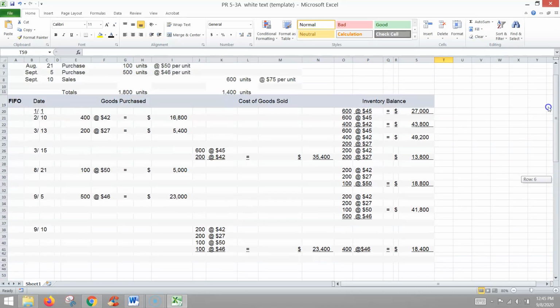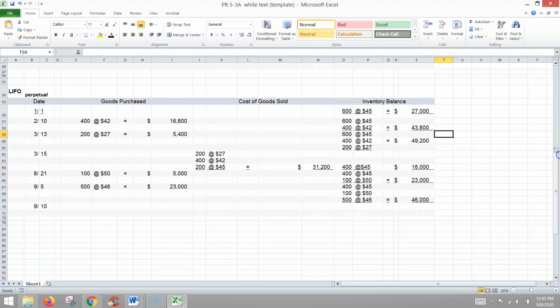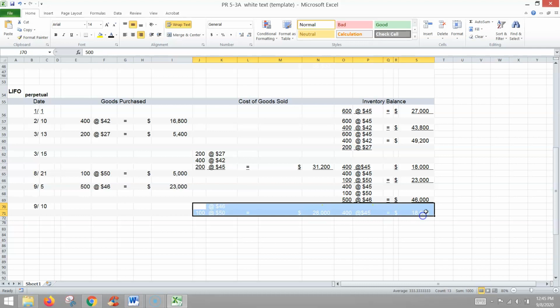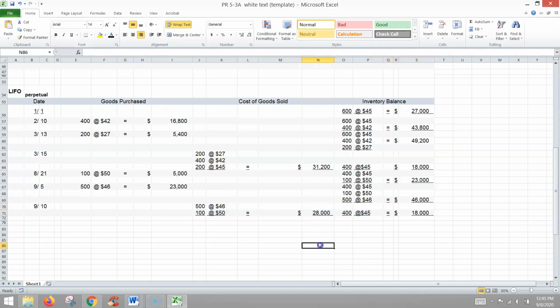Then on September 10th, we're going to make a sale of 600 units. So again, using LIFO, we're going to sell from the bottom layer, the last one in. So we're going to sell this 500. And then we need 100 more. We're going to sell 100 at $50. So here's our 2 costing layers that we sold. And what we have left is this entire costing layer, 400 at $45 each, for a total value of $18,000.